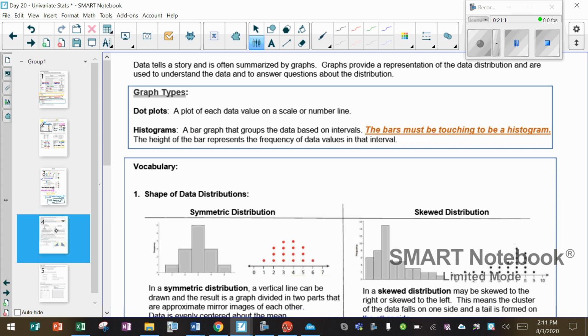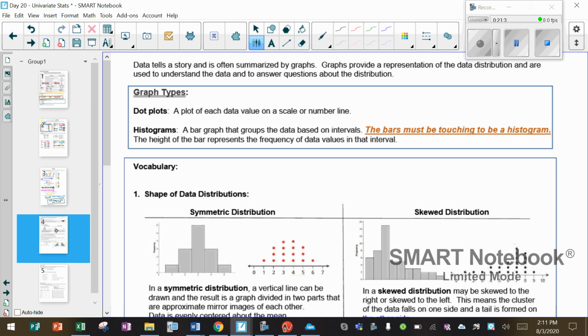So there are two types of graph we're going to focus on right now, the dot plots and the histograms. A dot plot is a plot of each data value on a scale or number line. So a dot plot shows every single score. The histogram is a bar graph that groups the data into intervals.